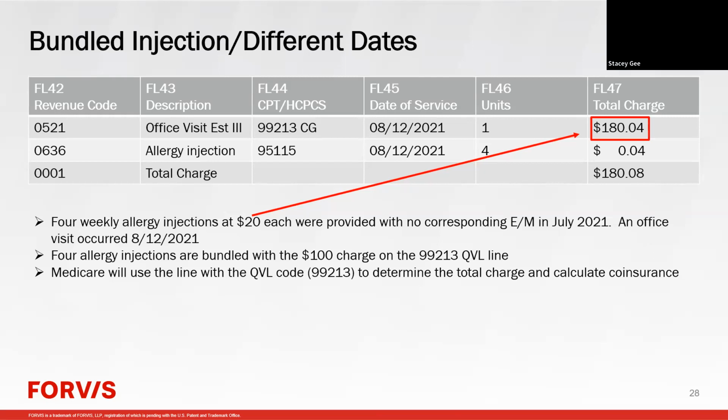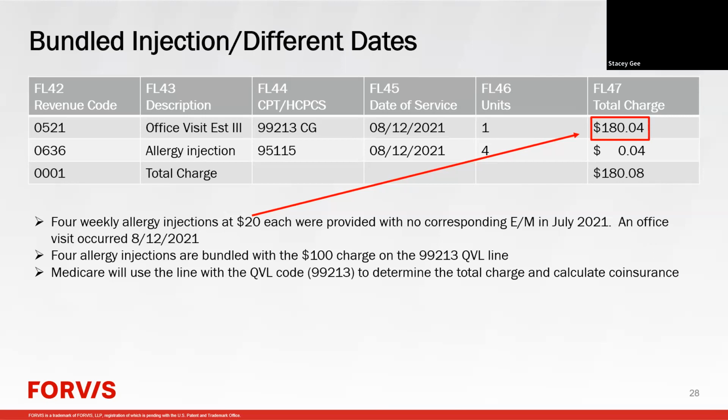code or visit service line, those could not be reported just by themselves. It has to be reported with a qualifying visit code, which is going to be something like a 99213. So what you're going to do is combine those four allergy injections with that office visit that occurred on August the 12th. And you're going to report the E&M code with the CG modifier, and you're also going to report those allergy injections that that patient got.